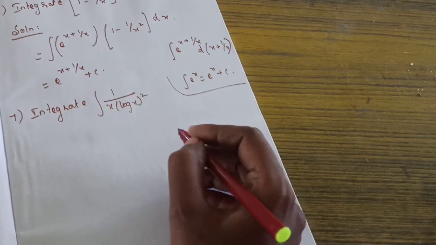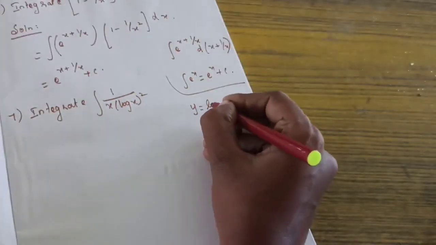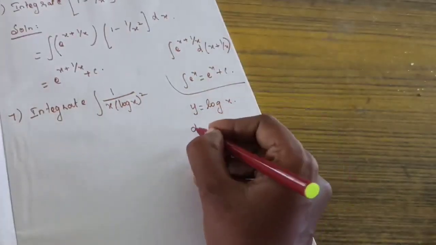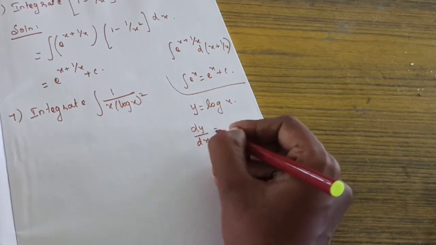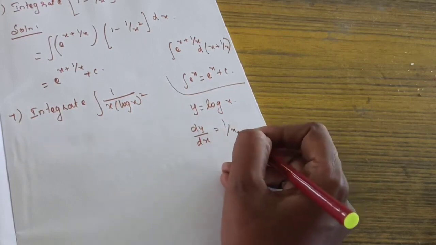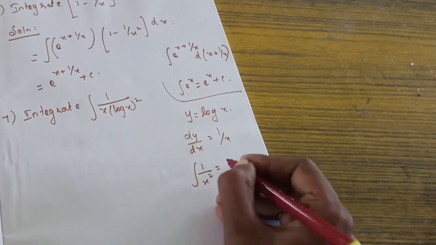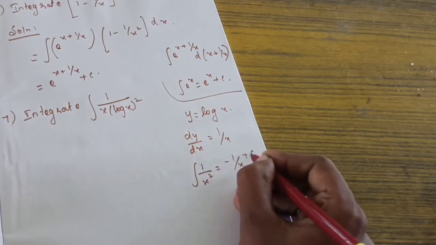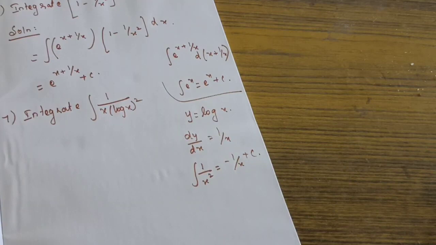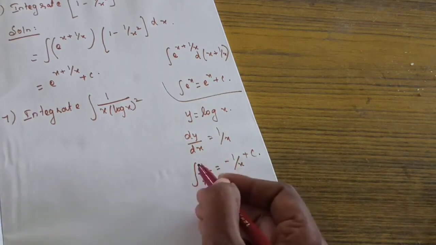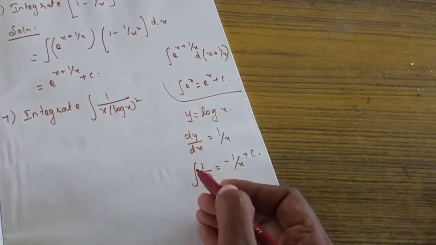Now I am taking y as log x. So dy by dx, what will you get? 1 by x. Last year we have learned, is it right? So if you are integrating 1 by x square, what will happen? Minus 1 by x plus c you will get. If you need, you can check it. What will you do? We will bring this power to the numerator. So x power minus 2 you will get.